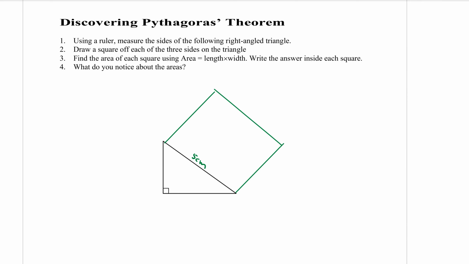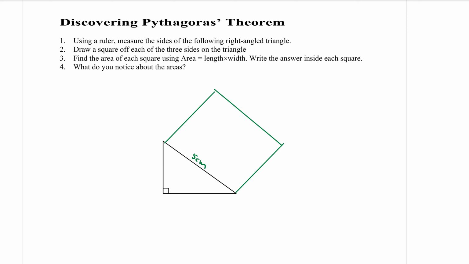If that was a lovely, accurately drawn square, what would the area of that square be, Anton? 5 centimeters. No. How do you find the area of a square? Well, maybe you should stop talking then and actually pay attention.